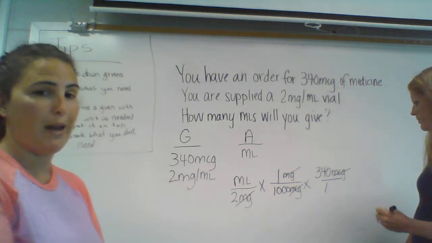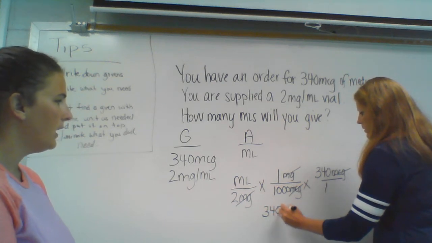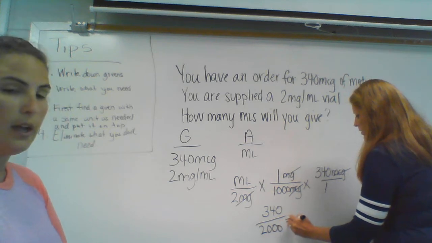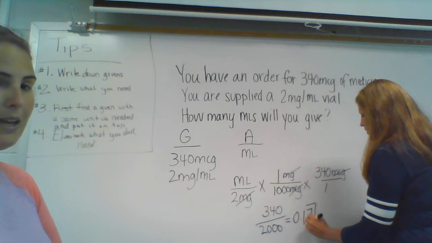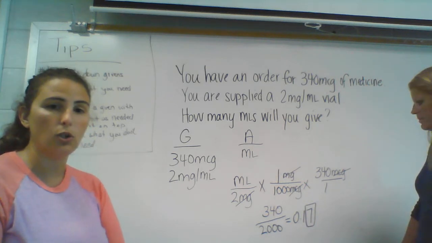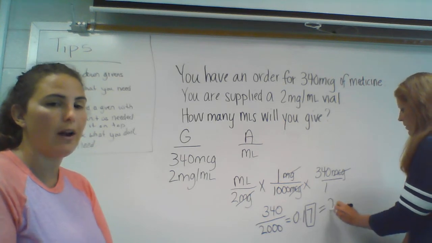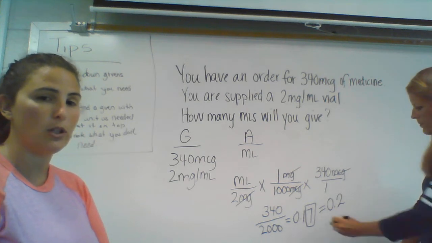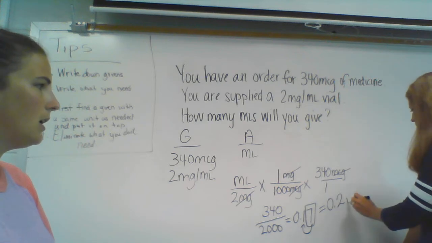So now we just do our math. We multiply across. 1 times 340, 2 times 1,000 times 1 is 2,000. And 340 divided by 2,000 comes out to be 0.17. And as we discussed, anytime that you are rounding in our course, you're going to round to the tenths place. Because 7 is 5 or greater, you're going to round up to the next tenth, which is 0.2. So for this patient, you would give 0.2 milliliters of medication.